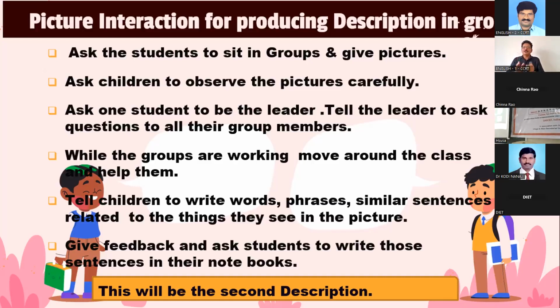Ask the students to sit in groups and give pictures. Here we can do one thing. If it's a digital classroom, try to show various pictures to each group, or collect different pictures suitable to their level, and then give them. Later, ask the children to observe the picture carefully. The third important area is, after formation of groups, ask one student to be the leader and tell the leader to ask questions to all their group members.